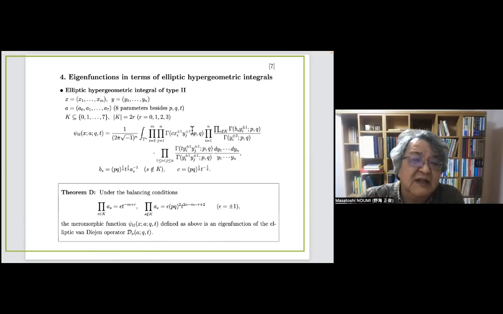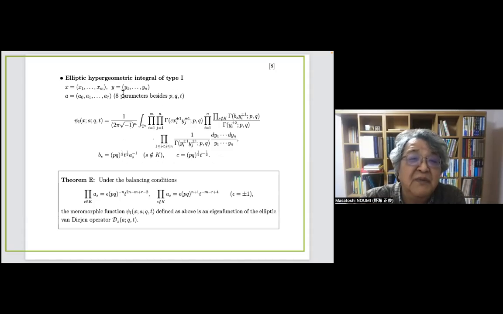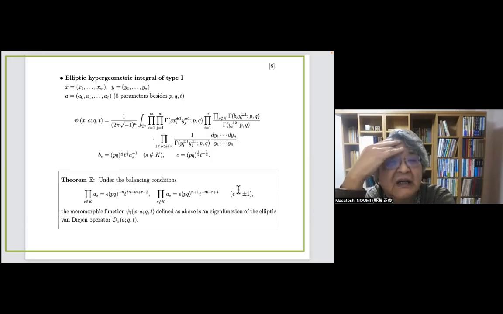And there is another class of elliptic hypergeometric integrals of Selberg type, called type 1. In this case, you don't have a numerator here, but other parts are very similar. You also have elliptic gamma functions with b parameters here, and a kernel function with c. If you choose the b parameters like this and c like this, then this psi function defined in this way becomes an eigenfunction of the elliptic van Diejen operator under the balancing conditions expressed like this. So this is more or less the result I wanted to explain in this talk.